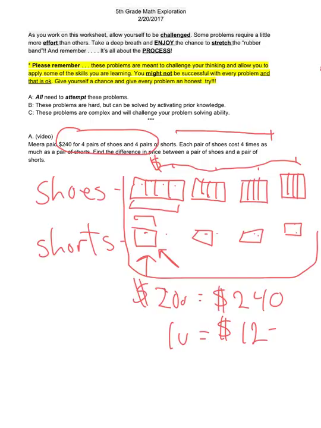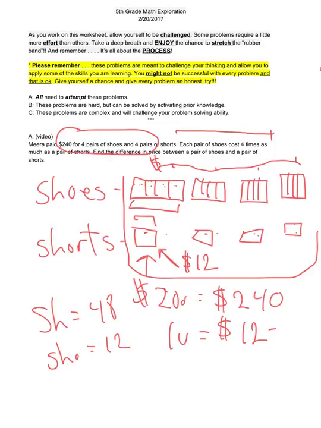So with that information, we can totally solve this problem now. If 1 unit's worth 12 bucks, then 1 pair of shorts is worth $12. And if a pair of shoes is 4 times as expensive, well, that means that each of these units are also worth 12, or just 12 times 4, which means shoes, we'll put an SH, are worth $48, and a pair of shorts are worth 12.